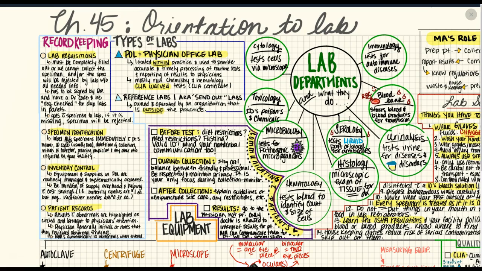We have immunology, which tests for autoimmune disease, so things like rheumatoid arthritis and lupus and other diseases that attack your own body or your own immune system. Those are tested in immunology. We have blood bank. There's supposed to be a little red blood cell there. It's not great, but it's there. The blood bank stores blood and blood products for transfusions. We have urinalysis, which, given the name, is pretty easy to figure out. It tests urine for diseases and disorders.